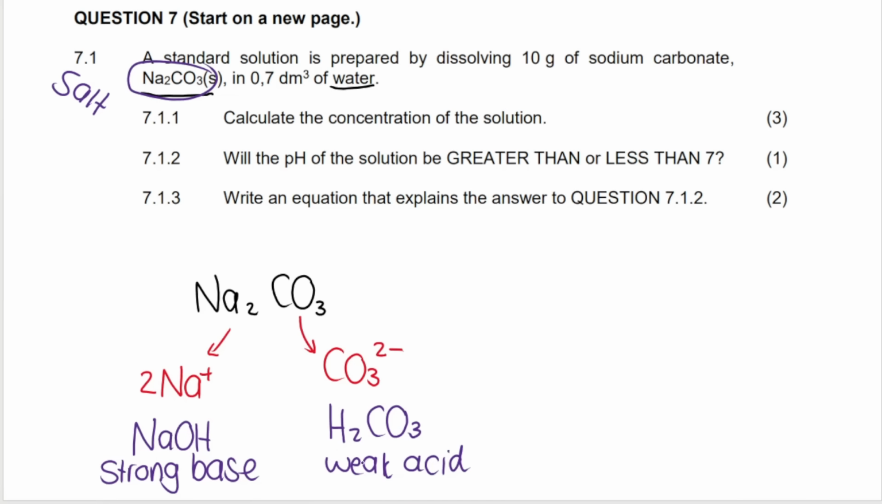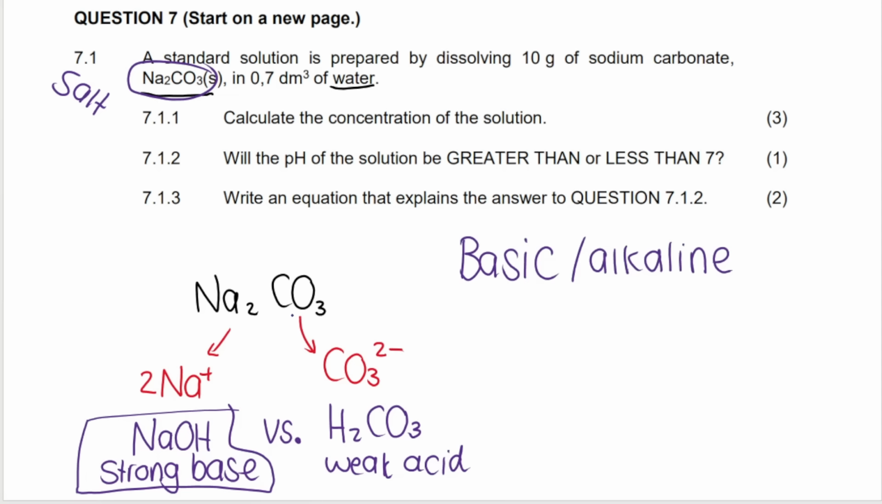If strong has to fight with weak, if I have to put them in a match together, who's going to win, the strong or the weak? I hope you say the strong wins. And because the base is strong, what that means is that the overall solution will be basic or alkaline. And that means that the pH of the solution will be greater than 7. So your answer is greater than.